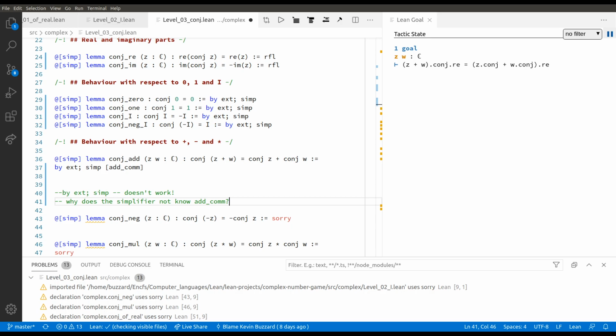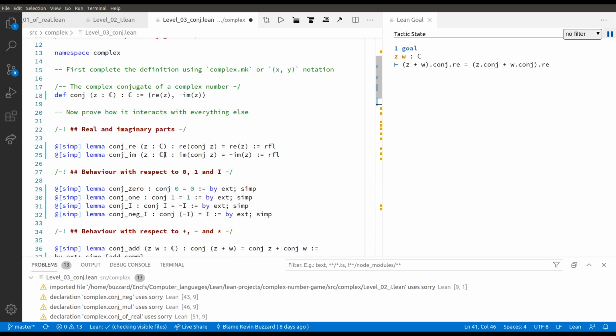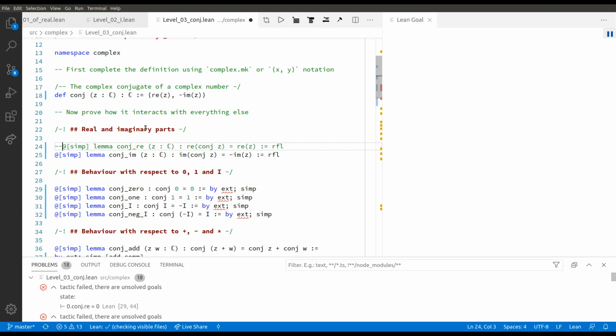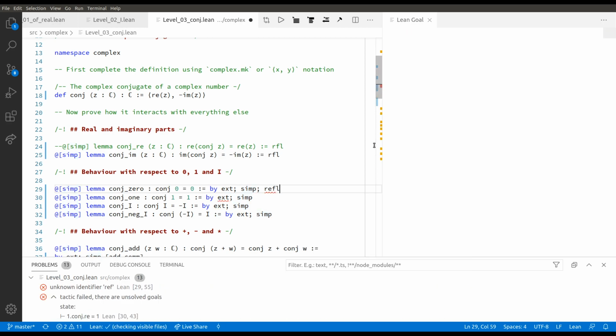So chat, if something's true by definition, does the simplifier already know it? The answer is no, and that's exactly why we were doing this stuff here. Let me comment out conj. Then yeah, you see things broke. So answer to the question in the chat, the simplifier doesn't know it, and you can see there that's true by definition. So maybe we could do this.